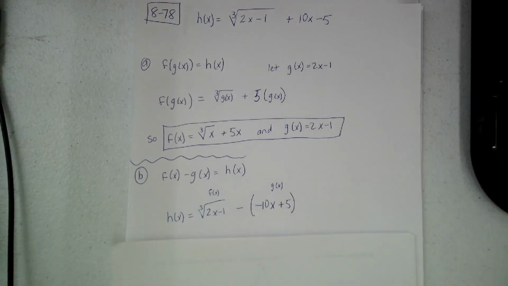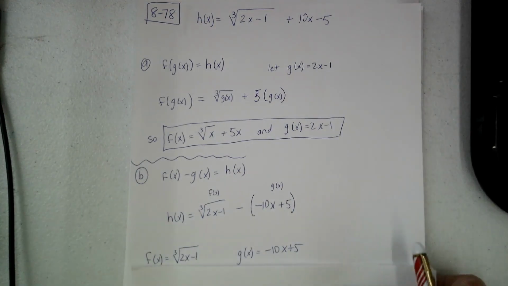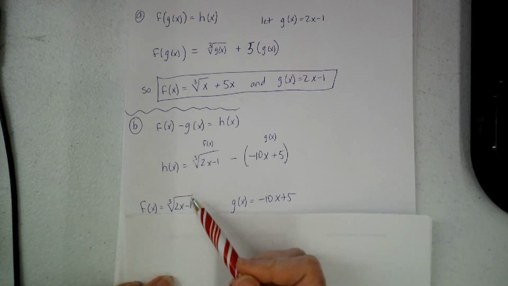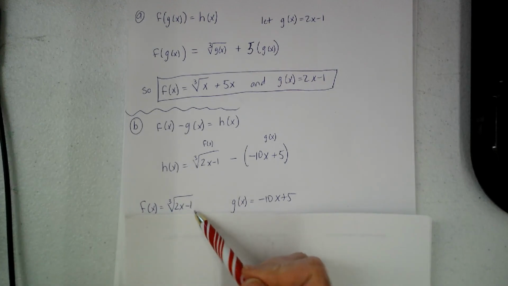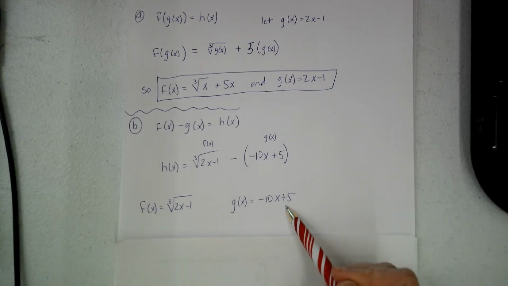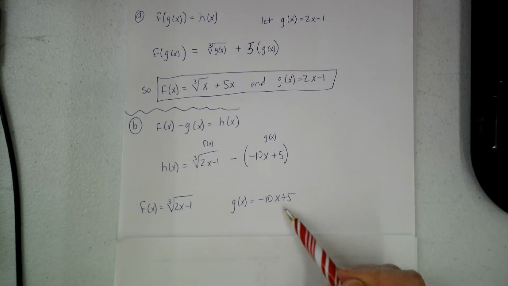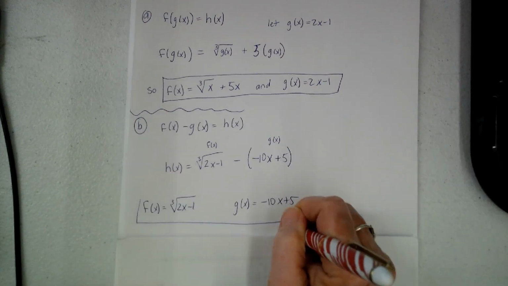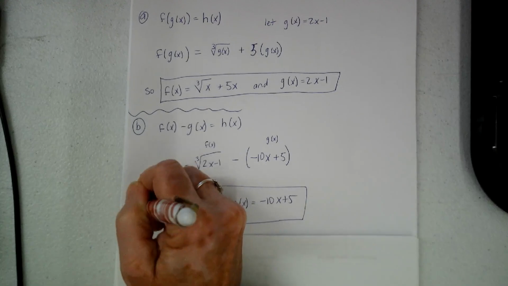So I'm going to let f of x be cube root of 2x minus 1, and I'm going to let g of x be negative 10x plus 5. And that's it.